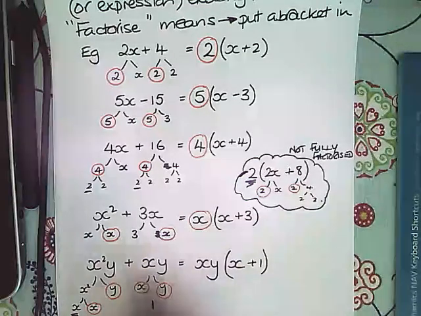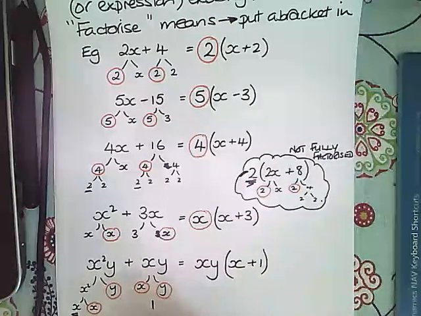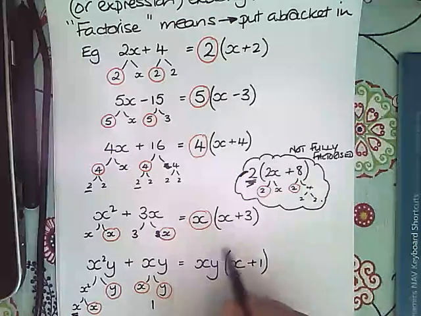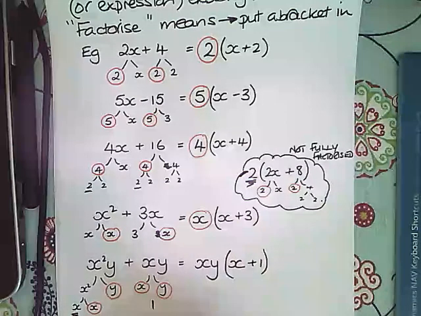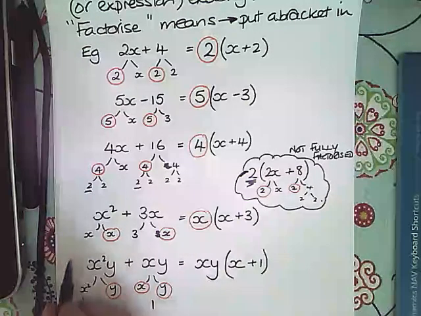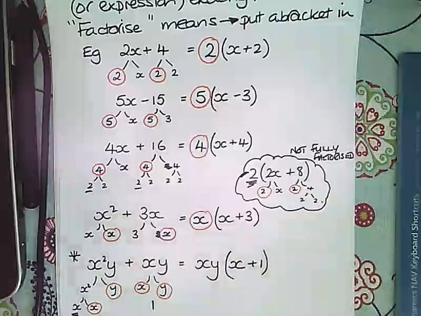And like I said, this is a particularly complicated one, but you could double check it by multiplying it out, which would be x times y times x, which would be x squared y, and then xy times 1, which would be xy. This one is about as difficult as it gets with a single bracket.